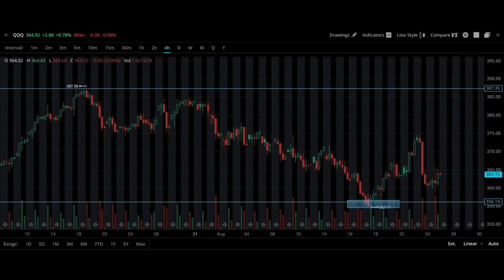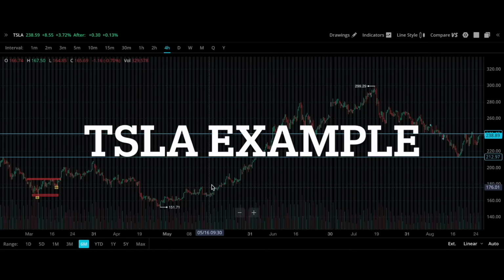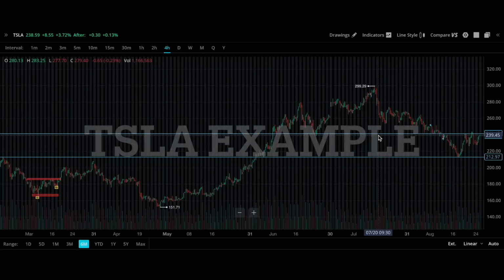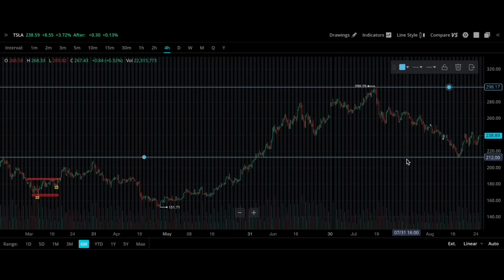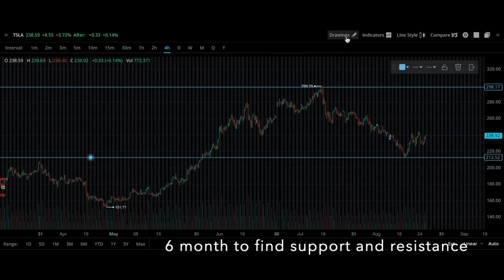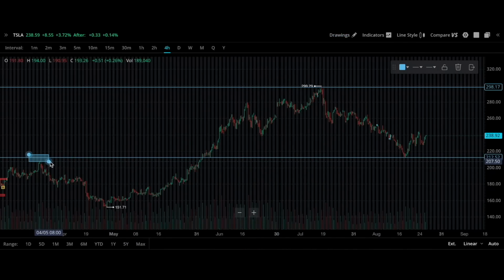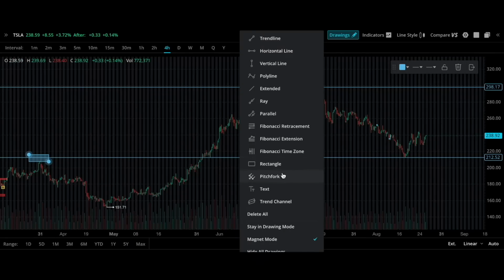We'll look at one more stock just really quick to compare it. Let's look at Tesla. We'll go to Tesla on the 6-month chart. You draw your level at the 299, and then you draw your level here. Why am I drawing it here?